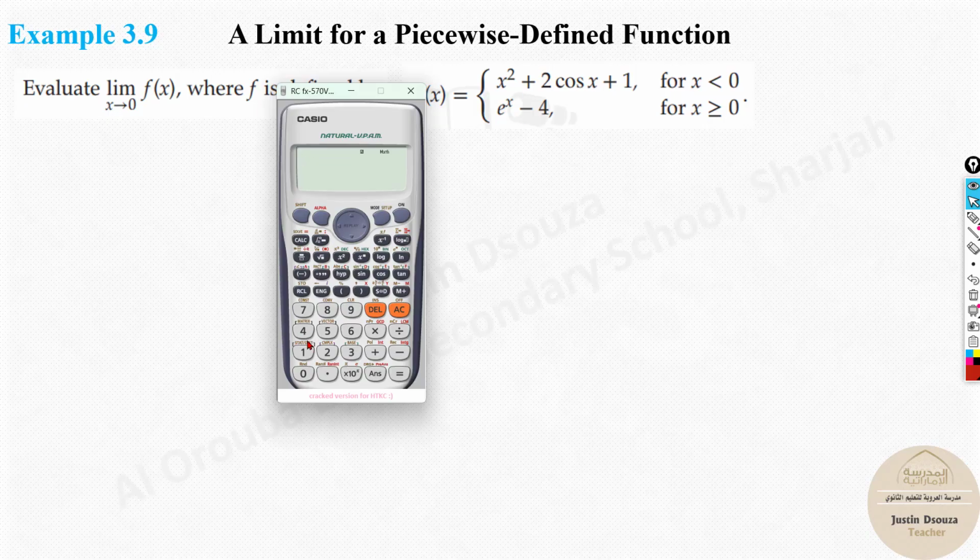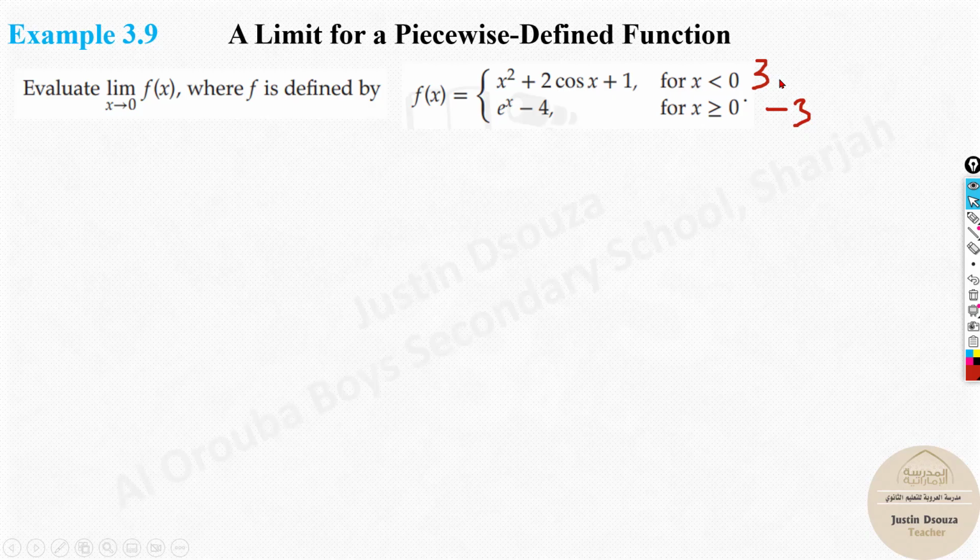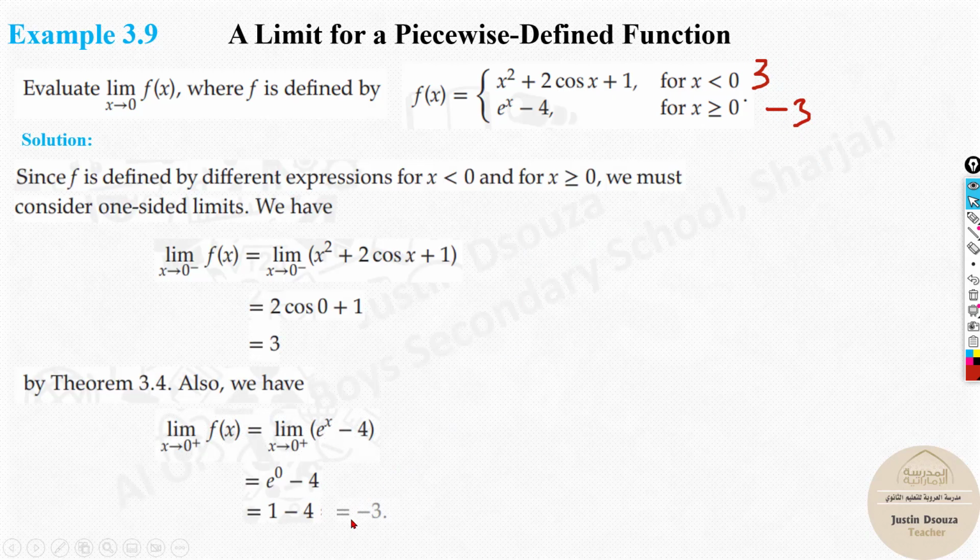What I'll do is directly substitute 0 square plus 2 into cos 0, close the bracket, plus 1. What's the answer? It's 3 in this case. And what's the answer over here? So e raised to the power 0 minus 4, and the answer is negative 3. Till now, all the problems we solved, we had an answer, but this one, you're getting plus 3 and minus 3. Limit does not exist.